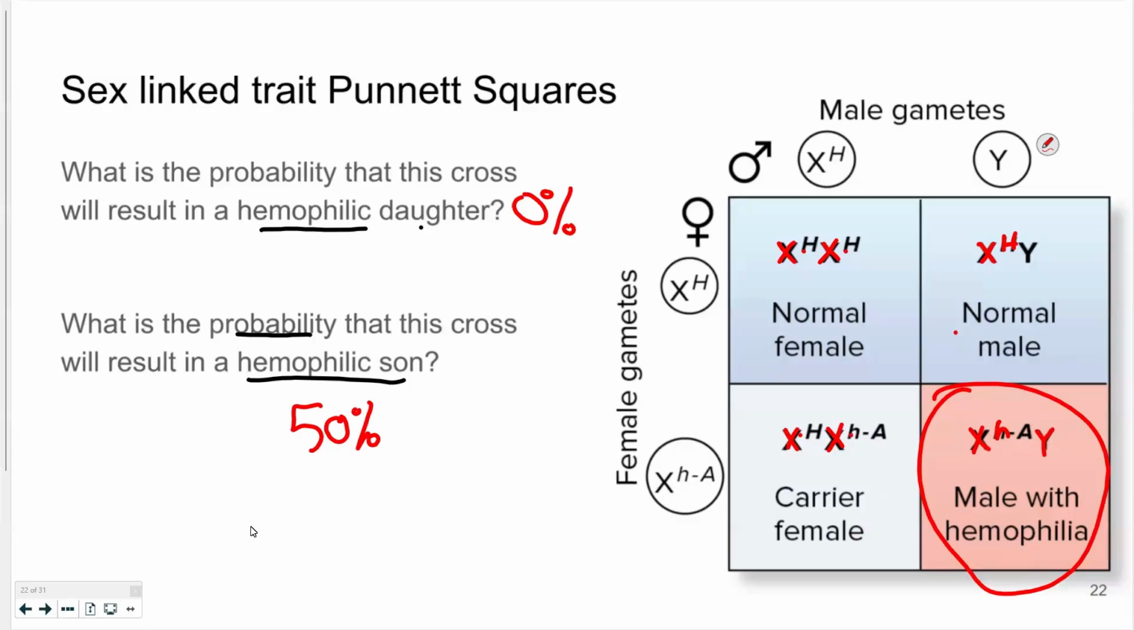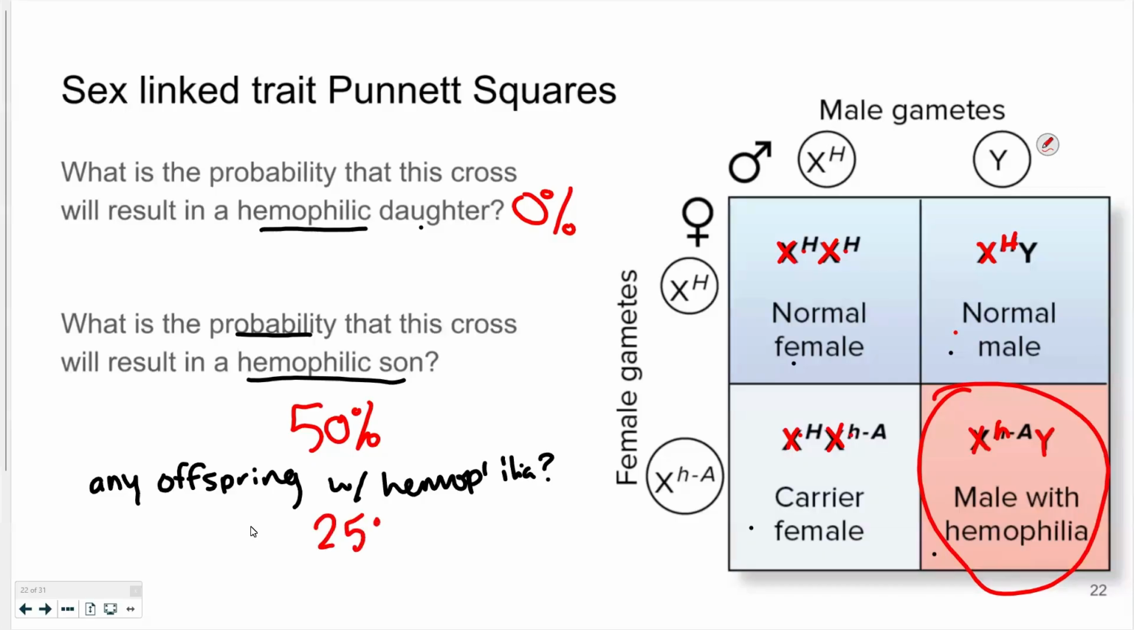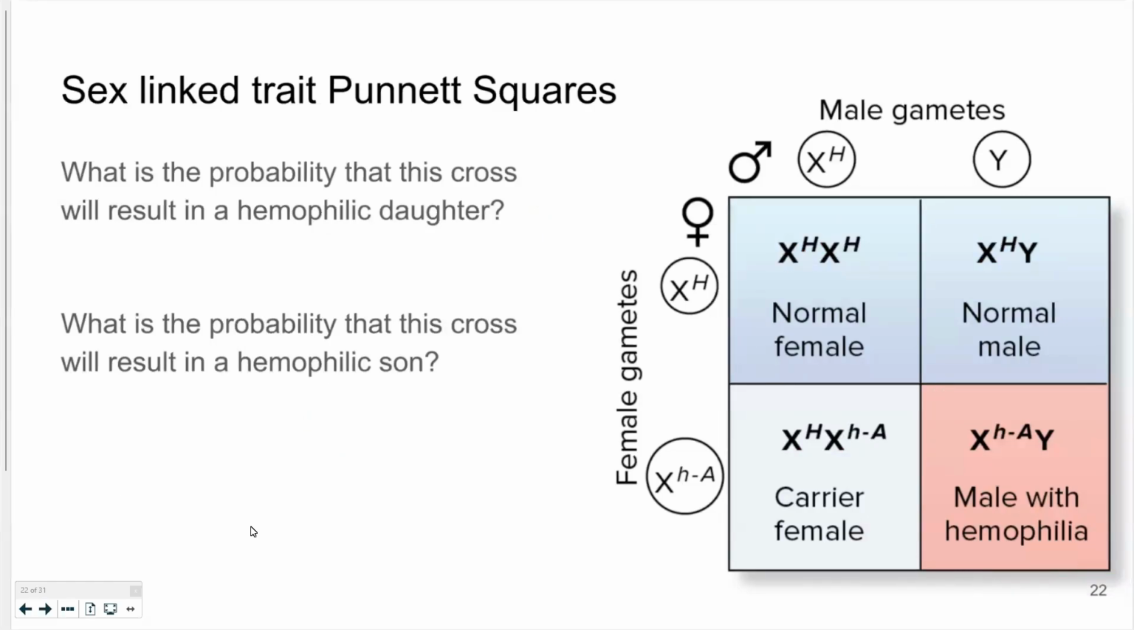Now, what if I asked a different question that's not up here? What's the probability that any offspring of this cross is going to have hemophilia? Well, normal, right? Not expressed. There's a 25% probability that any of the offspring are going to have hemophilia. So while we're looking at this, let's figure out, where does this hemophilia come from? Does it come from the dad or does it come from the mom?